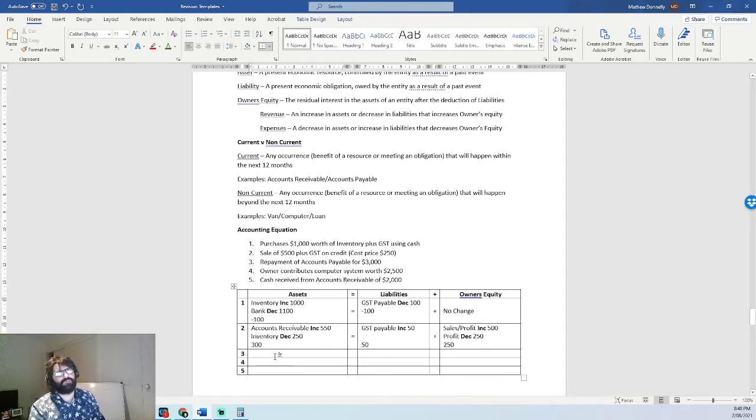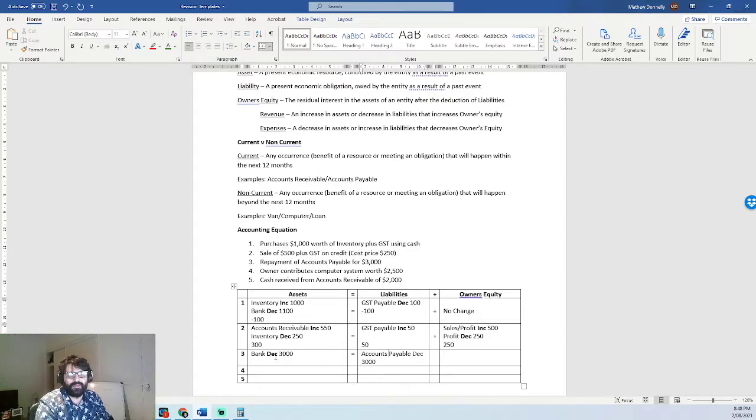Now these are all independent transactions. So for this one, our bank goes down because it's coming straight out of bank account, 3,000. And we see, it's accounts payable. If we're paying it back, then that must be a decrease as well. And I'm going to make that act pay just so it fits. Oh, it doesn't even fit. Act pay fits though. There we go. And we see 3,000, 3,000.